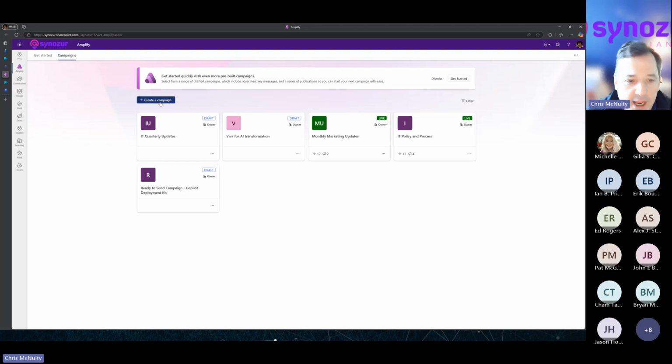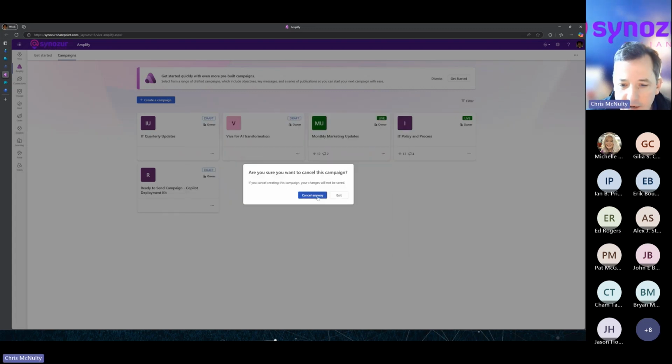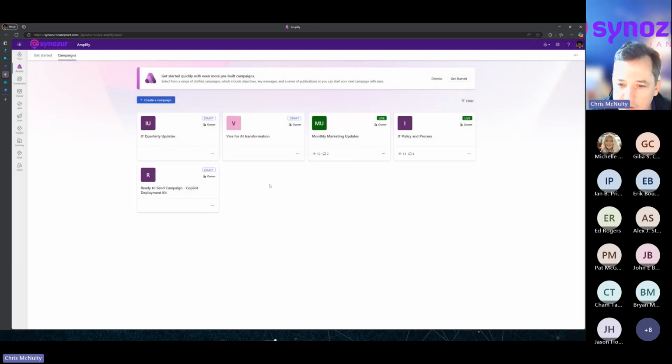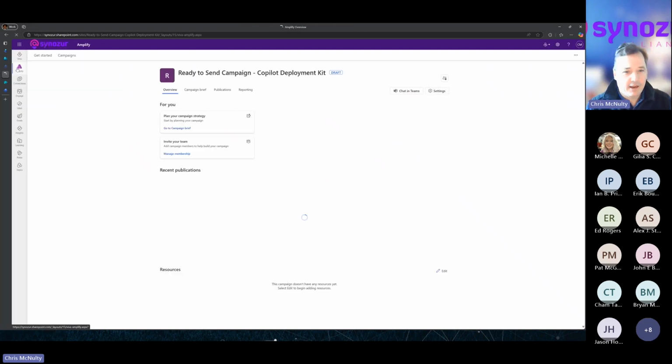If I want to build a new campaign, Microsoft has a couple of pre-built campaigns that are out there, one of which is Copilot. And rather than download it, I've already got this set up here. Let's cancel out. Cancel anyway. There we go. And so the ready to send campaign is the Copilot Deployment Kit. When this comes up, come on up. It is still thinking about it. I love when my computer knows that people are watching and it's being impatient.